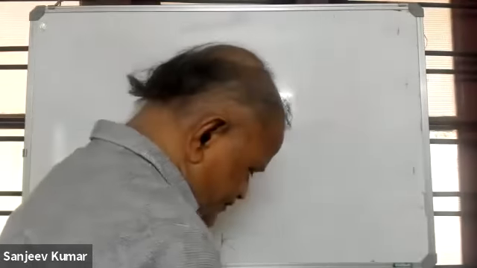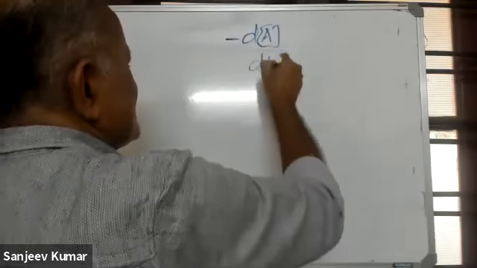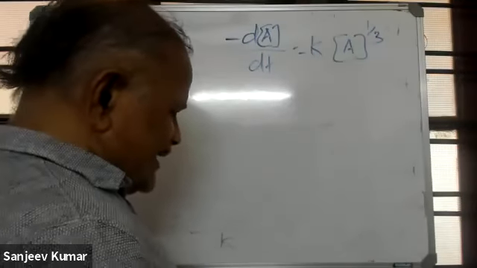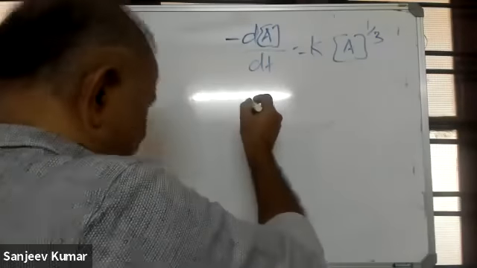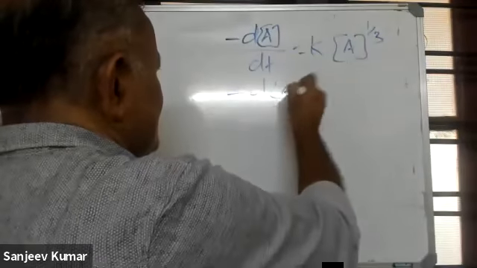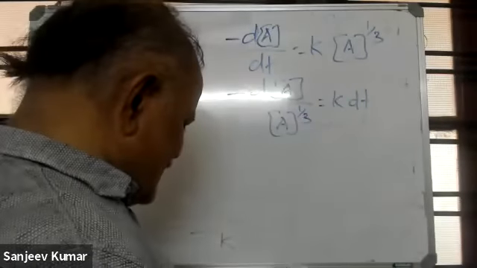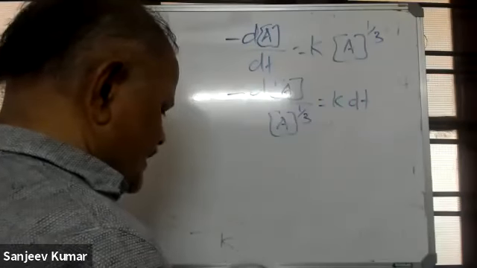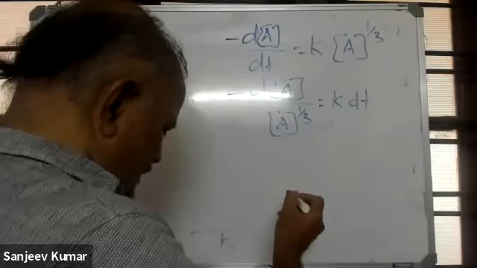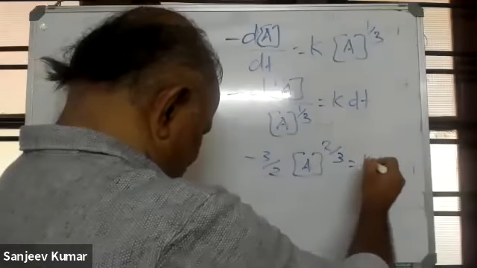Minus dA by dt is equal to K into active mass of A raised to 1 by 3. And therefore, minus dA by A raised to 1 by 3 is equal to K into dt. Integrating this equation, you will get minus 3 by 2 A raised to 2 by 3 is equal to KT plus C.